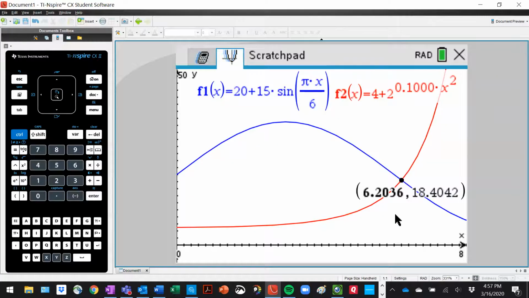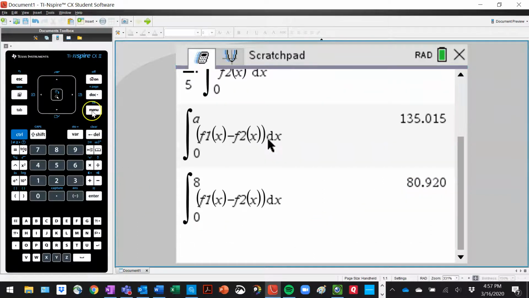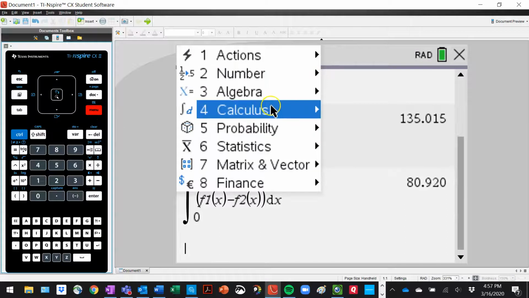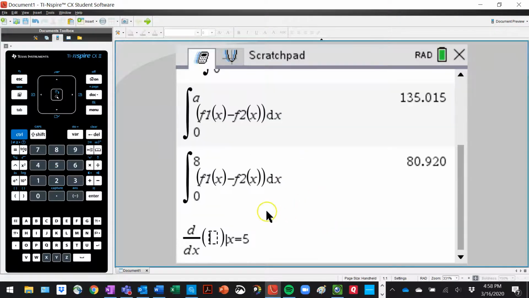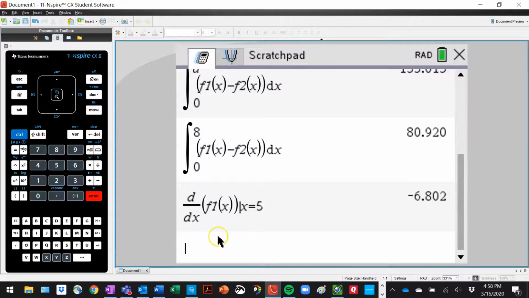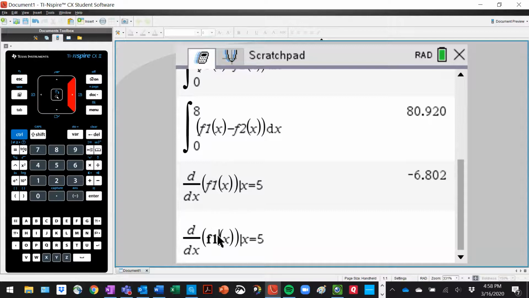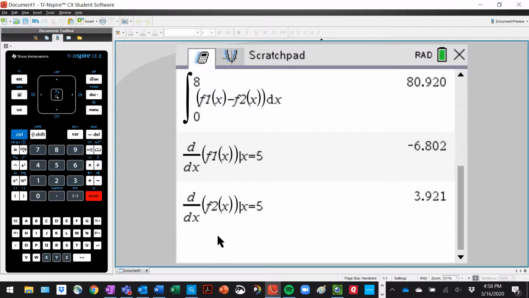So let's take a look. Back to the calculator. This time we're on the calculate screen, and I want to find the derivative, not by hand. I'm going to use my calculator. So I go to calculus, I go to derivative. I want to find the derivative at time t equals 5 of f1 of x, and I'm getting negative 6.802. I can do my copy paste trick again. I'm going to arrow up, highlight the text that I want, hit enter, and now it's f2 of x. That is 3.921.